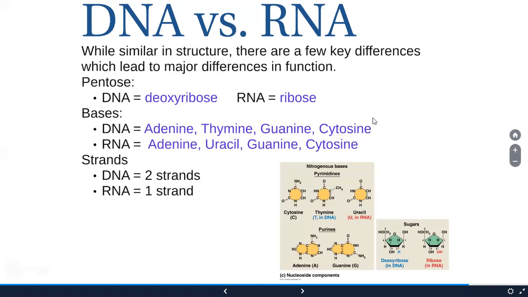The bases, I said this a minute ago, so they both use adenine, guanine, and cytosine. The DNA uses thymine, whereas RNA uses uracil. And the third difference, in most of the cases, DNA has 2 strands, RNA has only 1 strand. There are a few rare exceptions with viruses where DNA has 1 strand and RNA has 2, but those are extremely rare and they won't be covered on your exam.